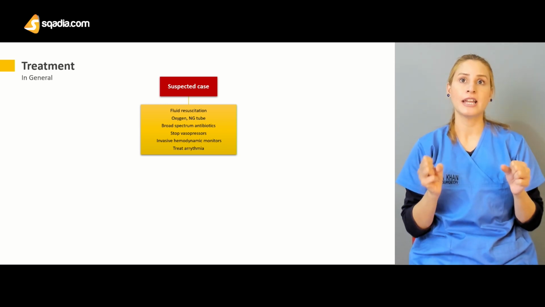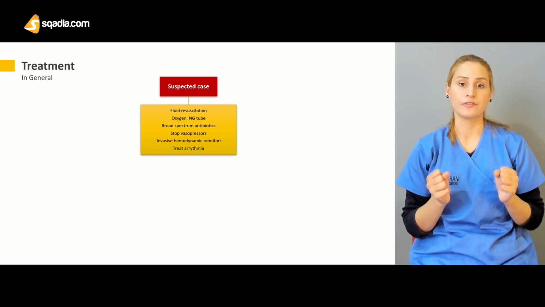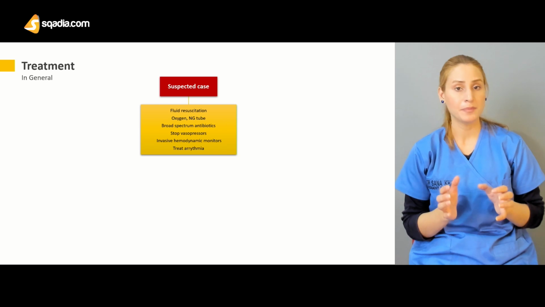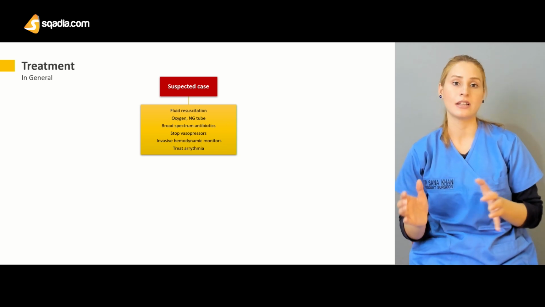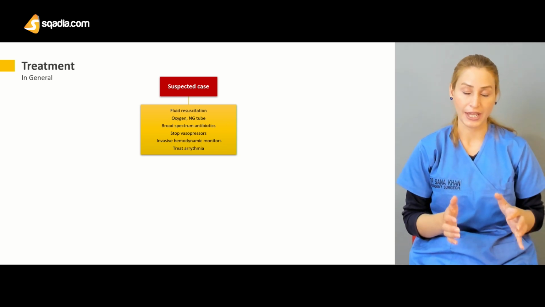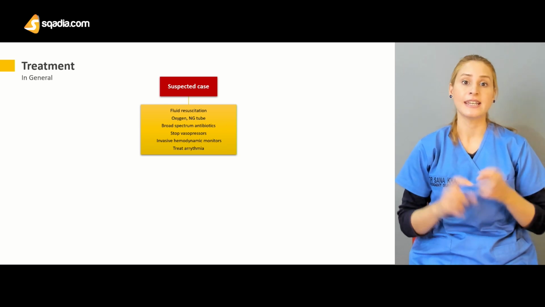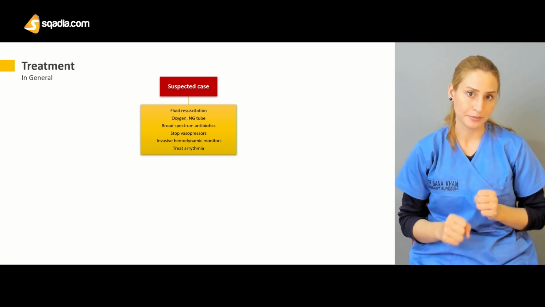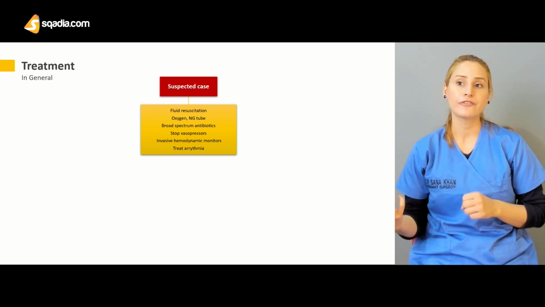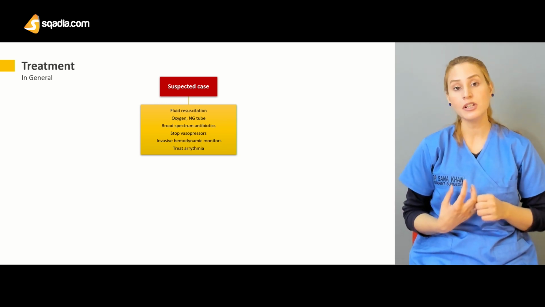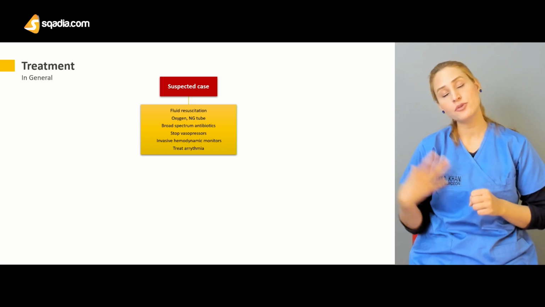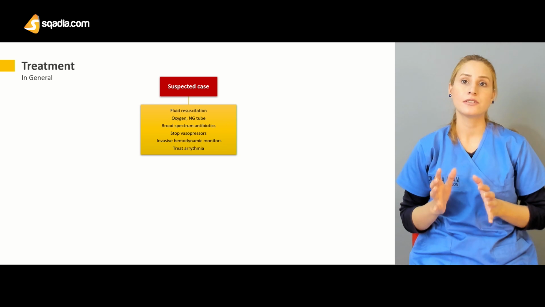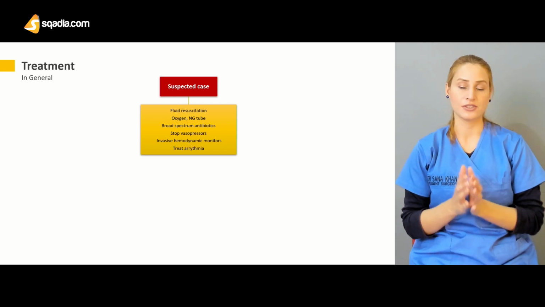If you are trying to resuscitate your patient with fluids and he's not responding, then maybe you have to put your patient on inotropic support. Oxygen inhalation is very, very important because your gut is already hypoperfused. So if the atmospheric oxygen available is low, there's more chance of hypoperfusion. So you have to give your patient oxygen support.